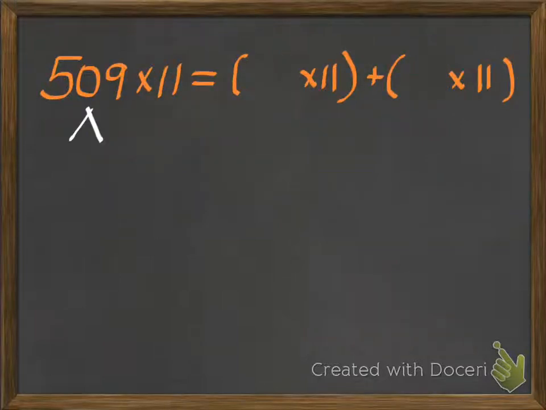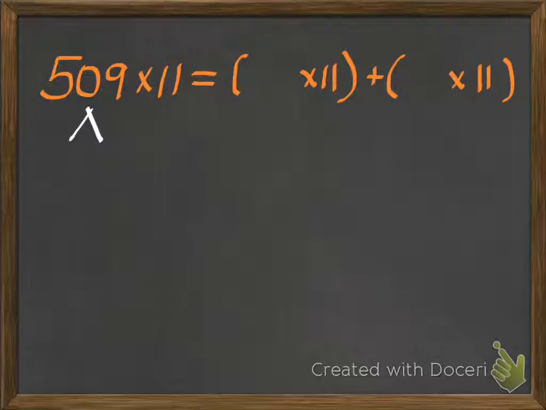Let's try this one. 509 times 11. Now, this time I broke down 509 as the first number. I did that instead of breaking down 11 because I can multiply times 11. I know my 11s. So I'm going to break down the bigger number, the more complicated number probably.